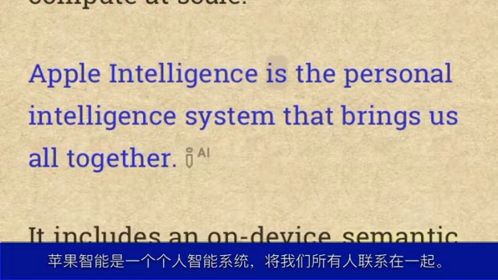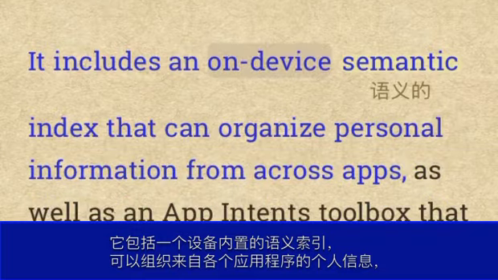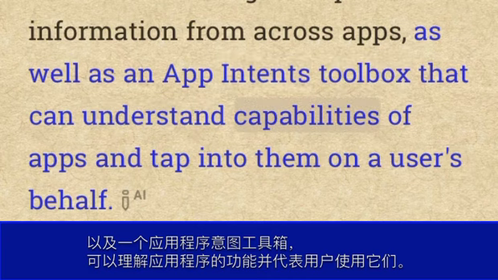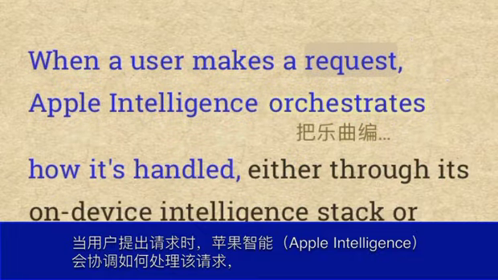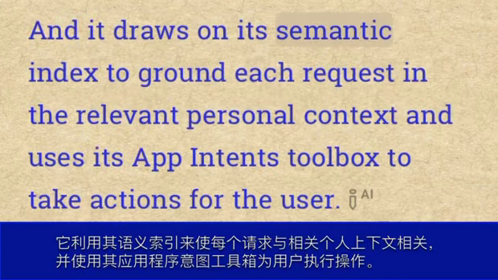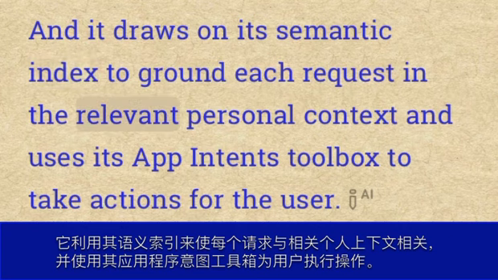Apple Intelligence is the personal intelligence system that brings this all together. It includes an on-device semantic index that can organize personal information from across apps, as well as an app intents toolbox that can understand capabilities of apps and tap into them on a user's behalf. When a user makes a request, Apple Intelligence orchestrates how it's handled, either through its on-device intelligence stack or using private cloud compute. And it draws on its semantic index to ground each request in the relevant personal context and uses its app intents toolbox to take actions for the user.